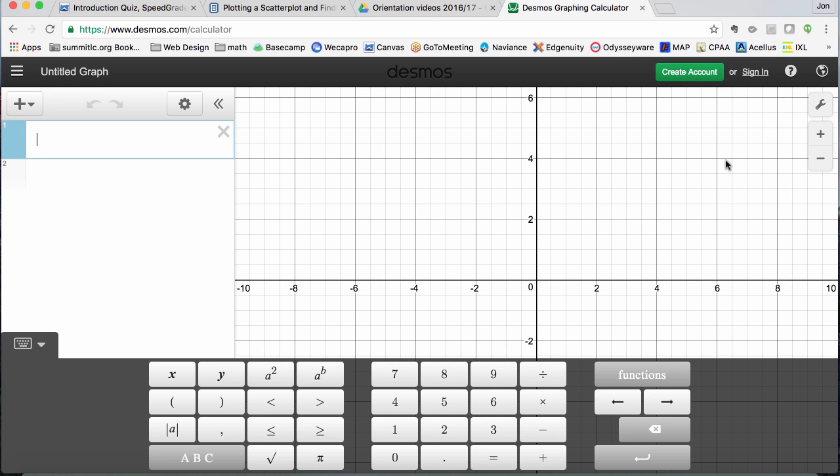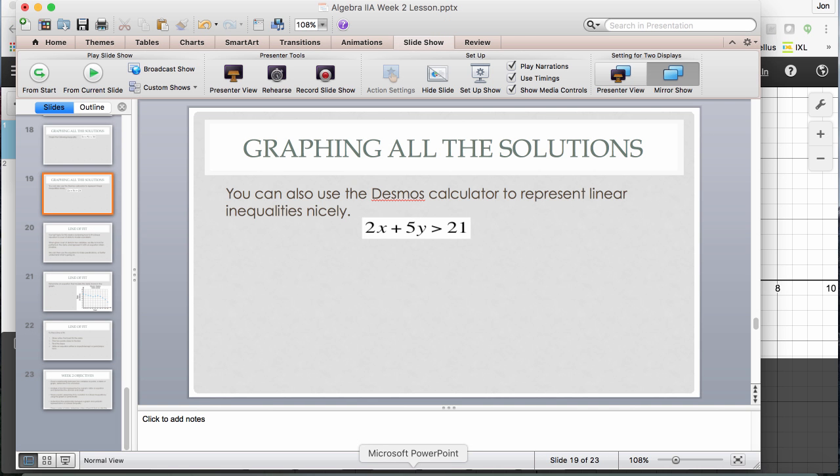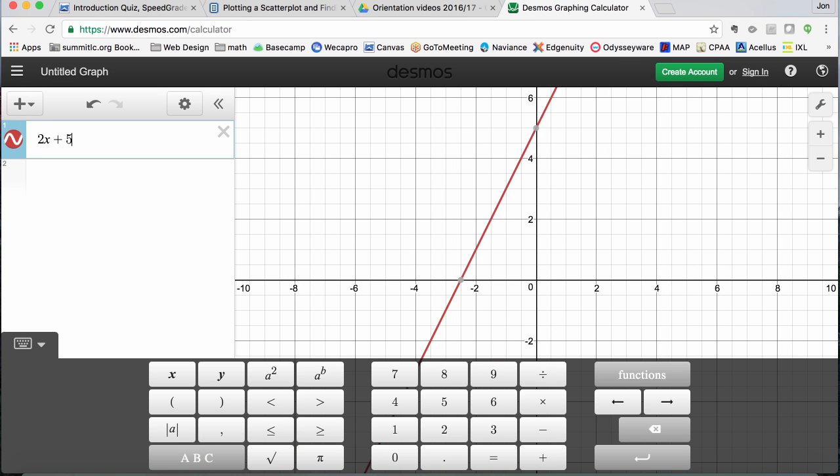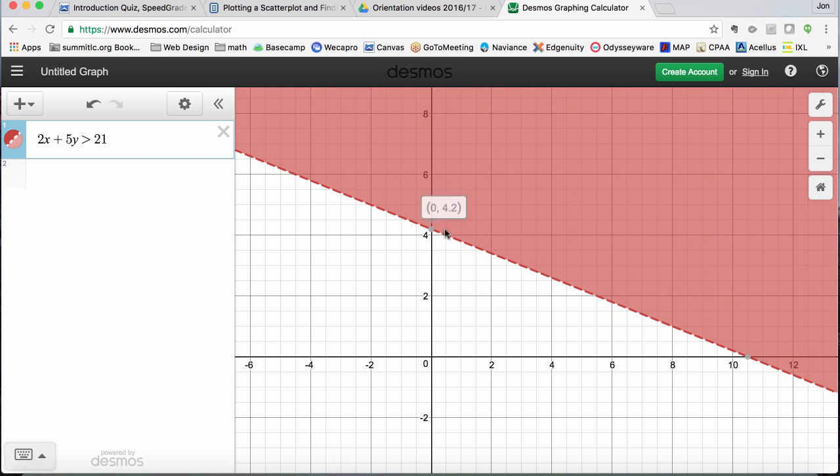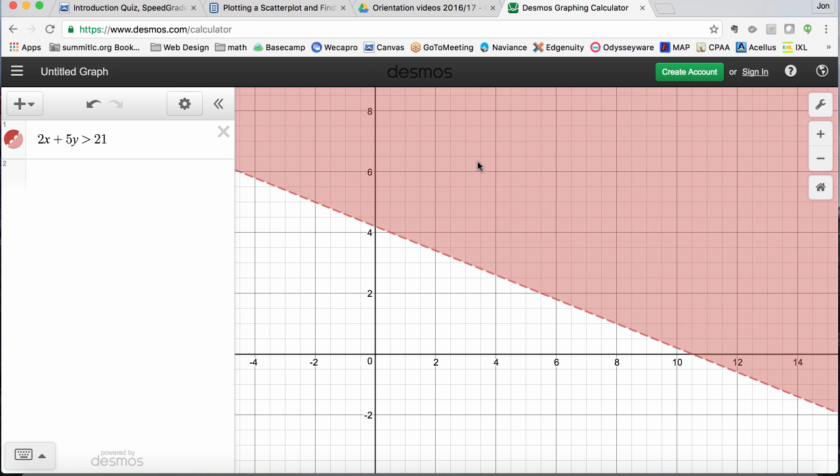All right, here I am in the Desmos calculator. Let's put in the inequality we had. It was 2x plus 5y is greater than 21. There's my inequalities down here on the keyboard, so we're going to greater than 21. And look at what we got. We have the same dotted line. There's my same y-intercept at 0, 4.2 that we had. And here's all the solutions, this whole shaded area right here. So again, the Desmos calculator is a handy way to quickly represent solution sets and to work with inequalities as well.